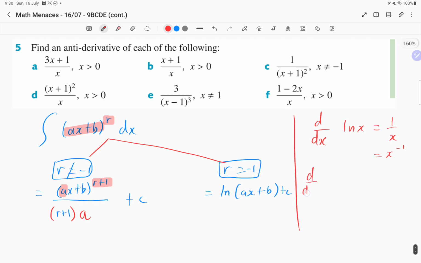So when you derive, let's say, ln of ax plus b, what's the answer? Sarah, do you remember? Wouldn't it be 1 over the entire thing? Yep, and then?